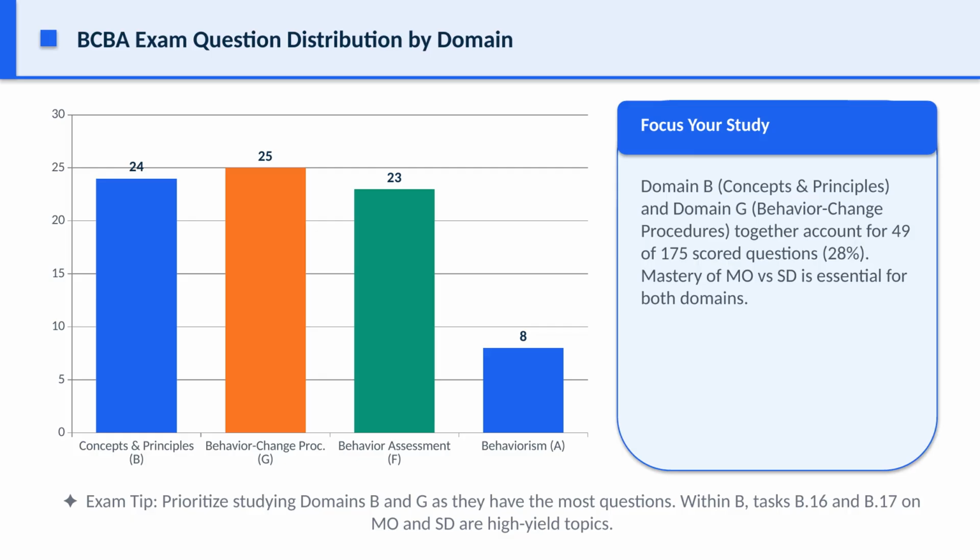That means you need to be especially strong in selecting, implementing, and evaluating interventions based on functional assessment data. In contrast, domains like philosophical underpinnings or measurement may have fewer questions, but they still require mastery because every point counts toward your passing score. As you study, use this distribution to allocate your time wisely. Spend more effort on high-weight areas like ethics and behavior assessment, but don't neglect lower-weight domains entirely. Knowing this breakdown helps you approach the exam strategically, ensuring you're prepared for the types and proportions of questions you'll actually see.